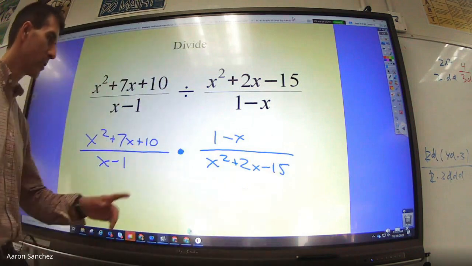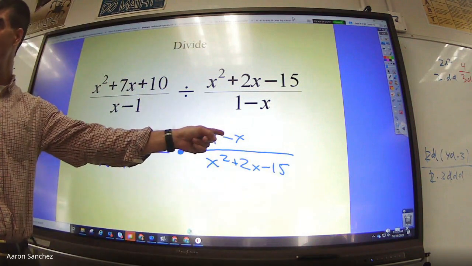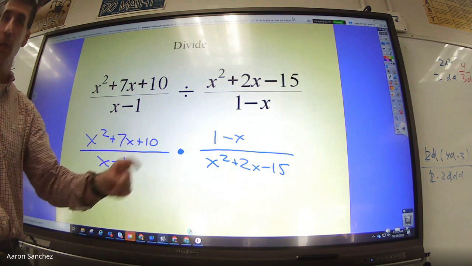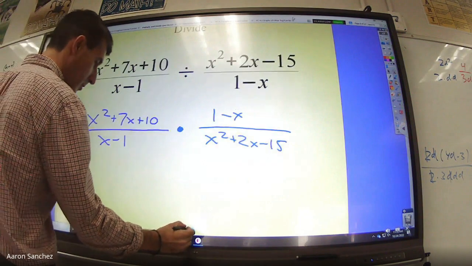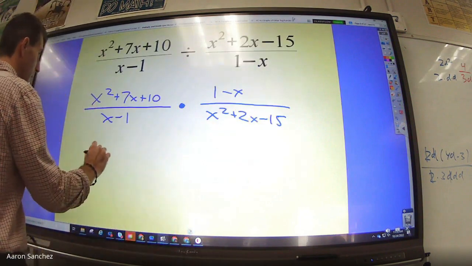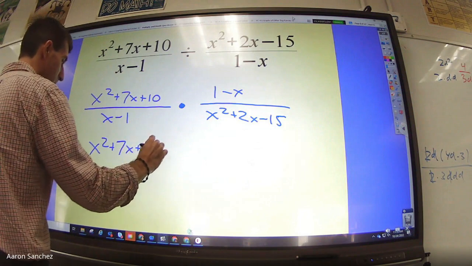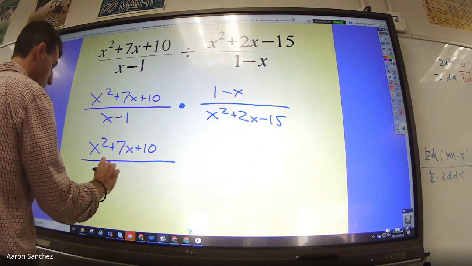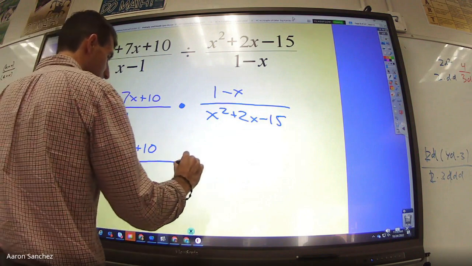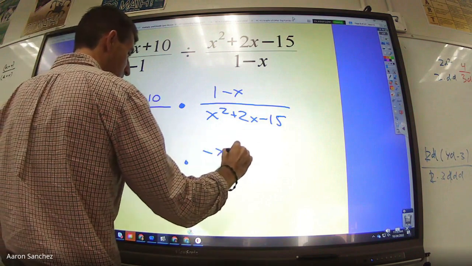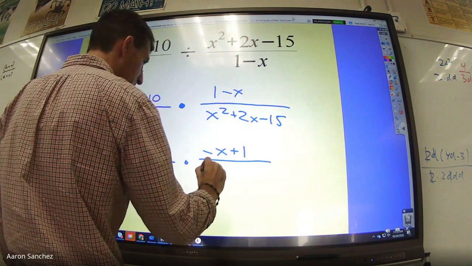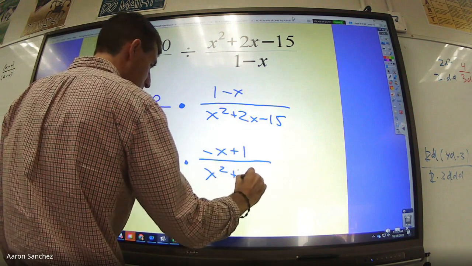Of course, I don't like the x on the right, so I want to put it on the left. So I'm going to rewrite everything again. You guys can skip steps as you need, right? Some of you would have flipped it all at once, but I'm just doing all the steps. Times negative x plus 1 all over x squared plus 2x.